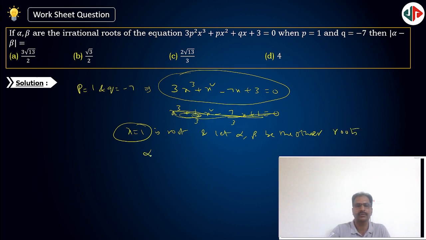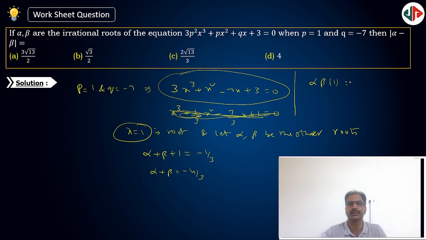Now tell me the sum of the roots: alpha plus beta plus 1 is minus 1 by 3. So from this alpha plus beta is minus 4 by 3. Next, product of the roots: alpha into beta into 1 is minus 1. So alpha into beta is minus 1.